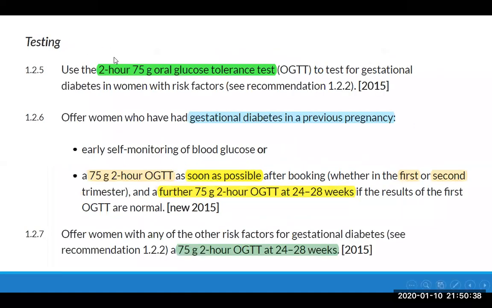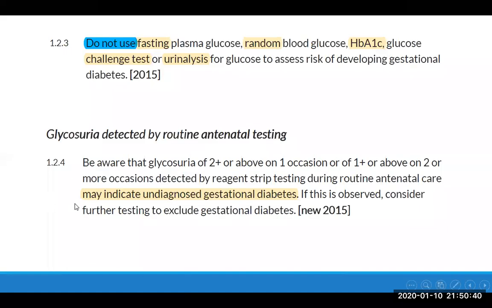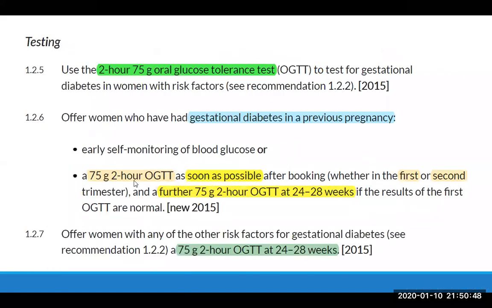And of course, if we detect glucosuria, we must investigate because it may be an indication of undiagnosed diabetes during the pregnancy. How to test? By the 2 hour 75 gram oral glucose tolerance test. This is the only valid test for diagnosis of GDM during the pregnancy.